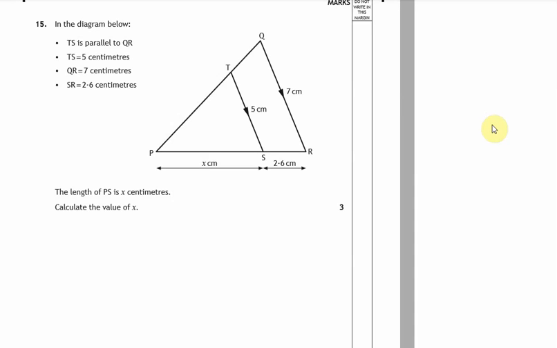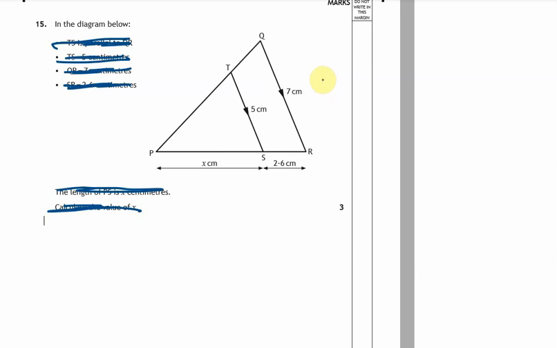But yeah, last question. So in the diagram below, TS is parallel to QR, so we can see that on the diagram. There's TS and there's QR. TS is 5, that's on the diagram. QR is 7, that's on the diagram. SR is 2.6, that's on the diagram. Calculate PS, which is shown as X. Okay, cool. So, solve for X.